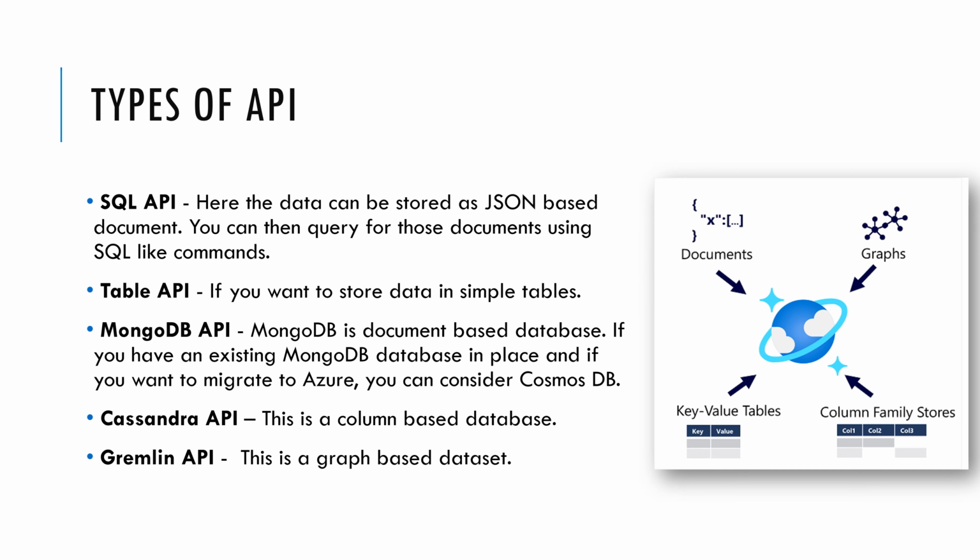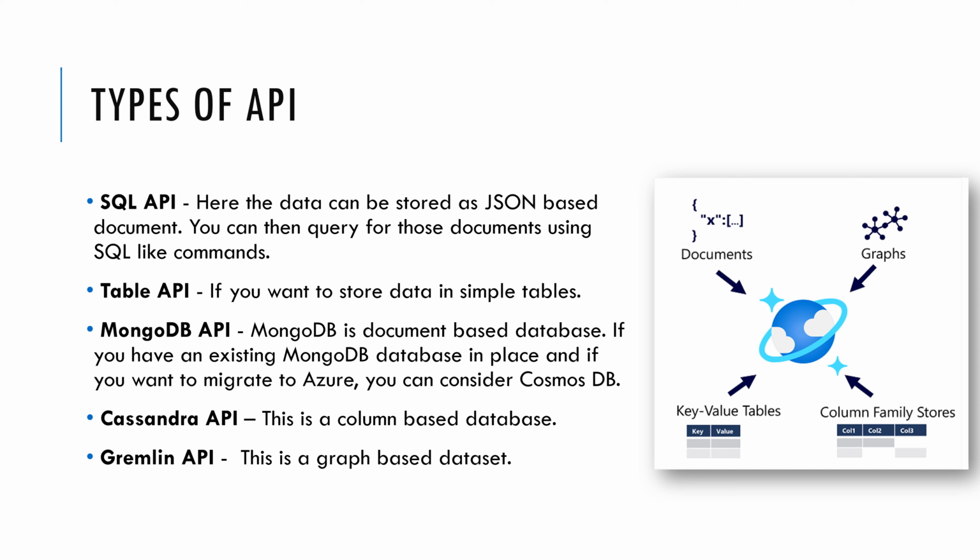Types of API that we are using in Cosmos DB. First one is SQL API. Here the data can be stored as JSON based documents. You can then query for those documents using SQL API. If you want to store data in simple tables, then you can go for Table API. MongoDB API: MongoDB is a document-based database.